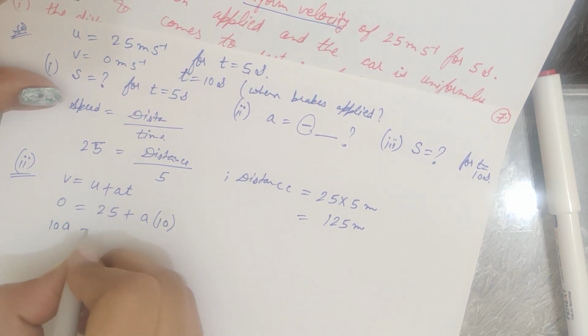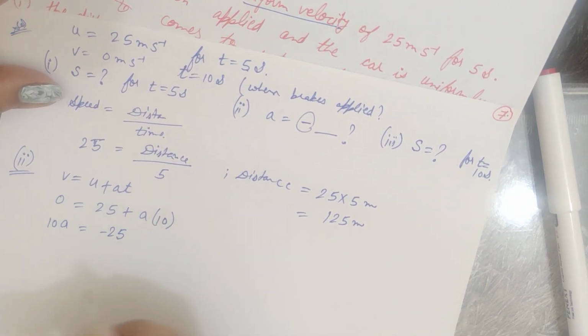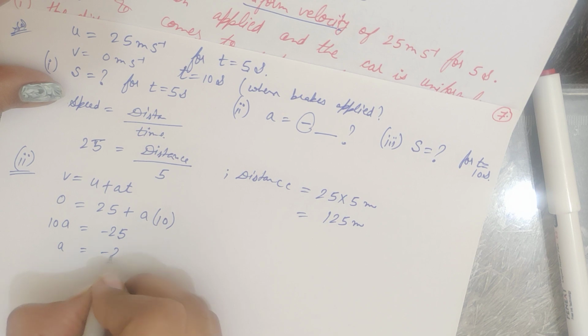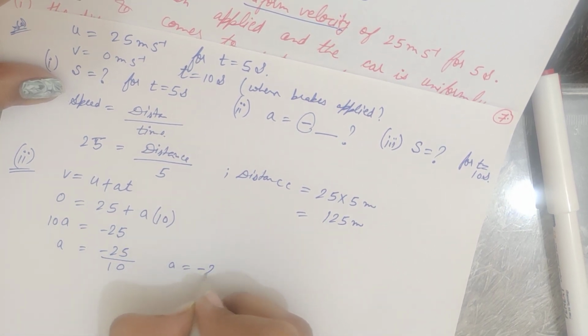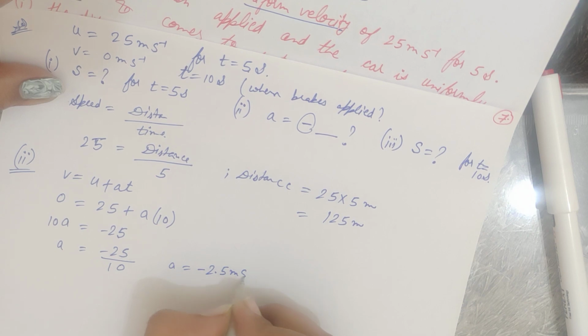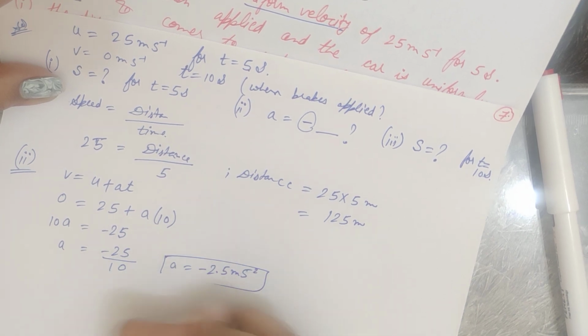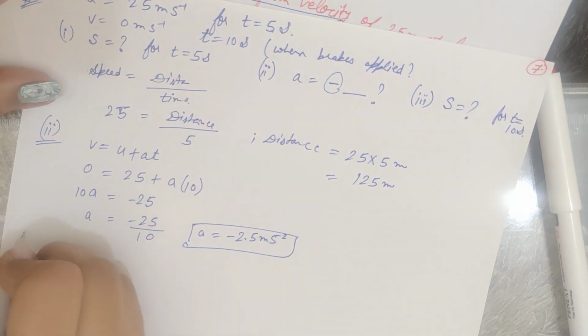So 10a is equal to minus 25, or a is equal to minus 25 by 10, which gives a is equal to minus 2.5 meter per second square as the answer for the retardation.